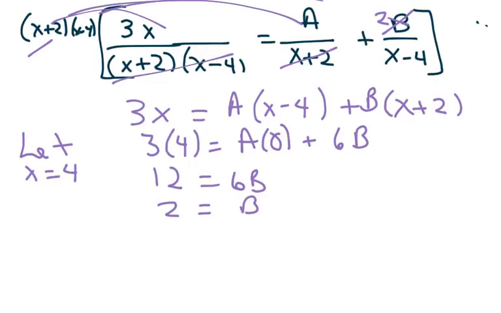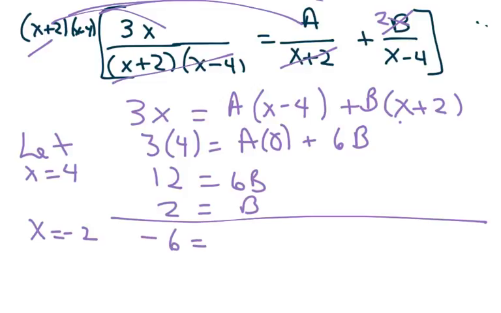And if I let x be negative 2, that's for the second part, we're going to get negative 6 equals negative 6a plus 0b. So a is going to be 1. Let's divide by negative 6 on both sides, so a is 1. And that's as simple as it gets.